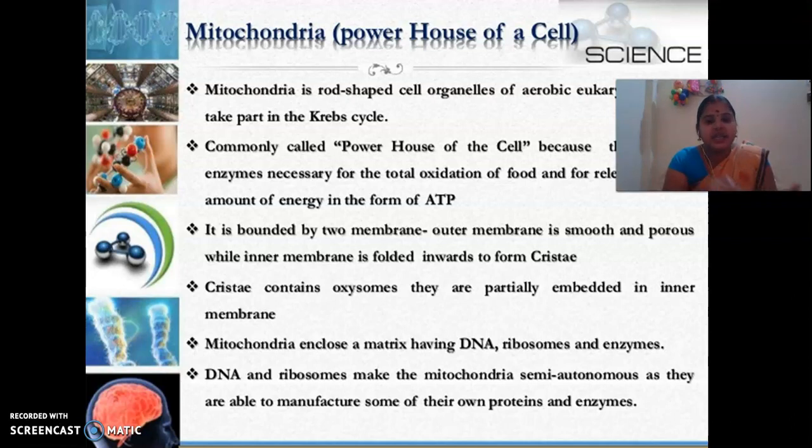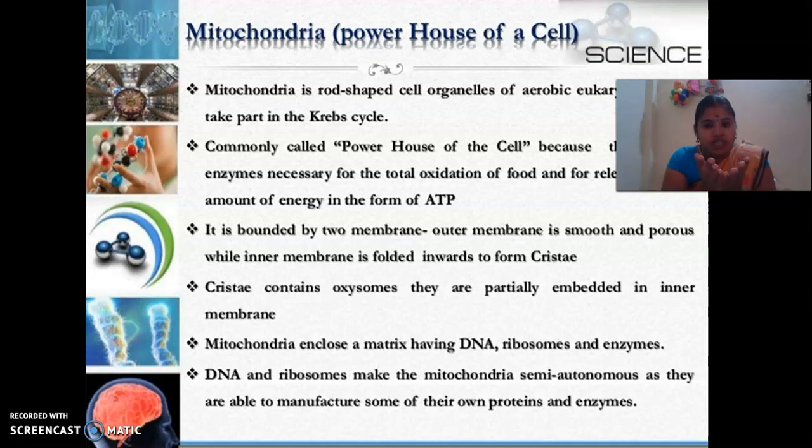Next, this DNA and ribosomes make the mitochondria semi-autonomous. Semi means half. It works autonomously as it is able to manufacture some of its own proteins and enzymes. Because of this DNA and ribosomes, it can prepare its own enzymes and proteins, but not completely. Half of the enzymes and proteins it will synthesize by itself with the help of DNA and ribosomes. This is the structure of mitochondria.